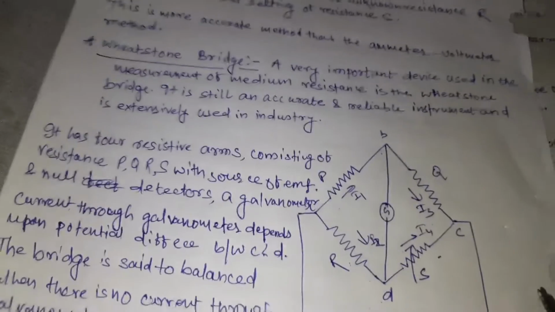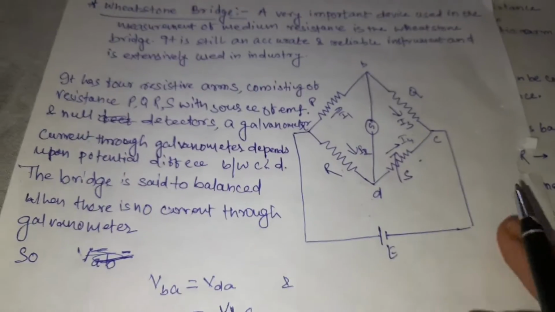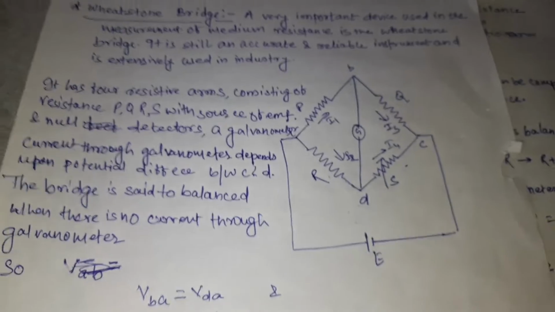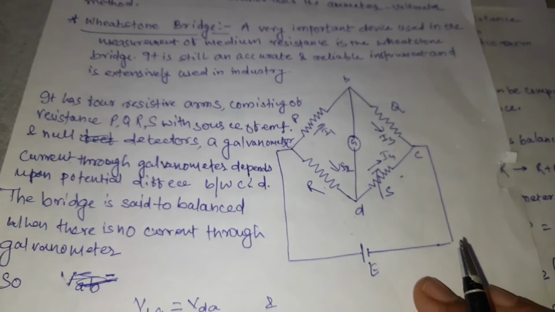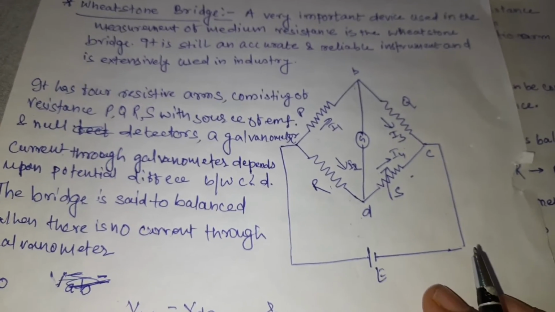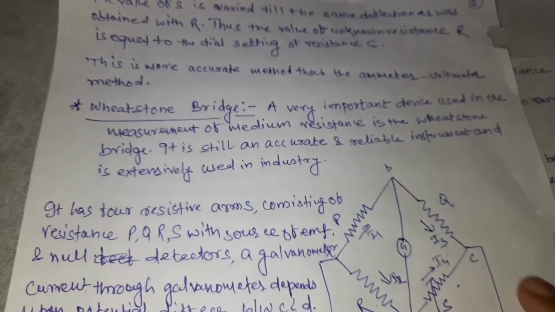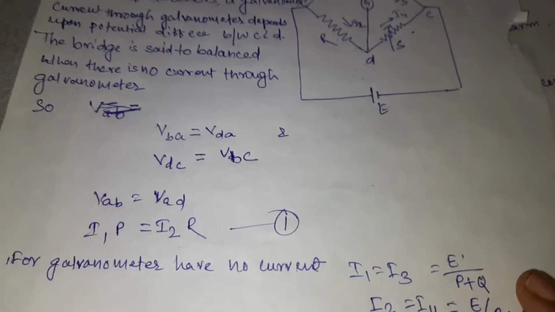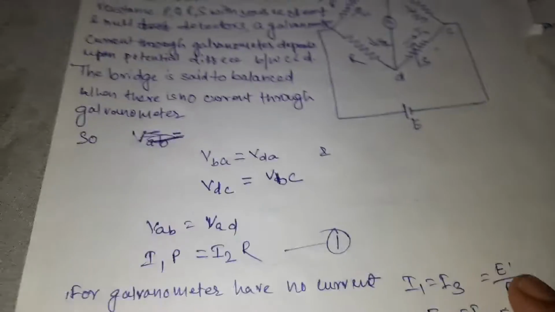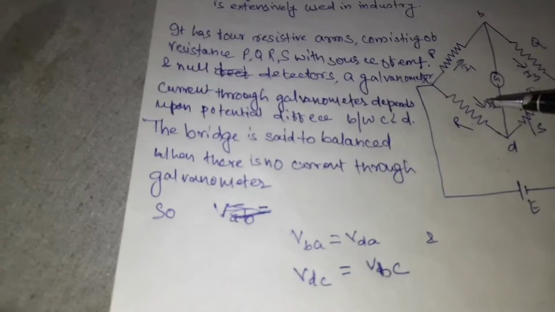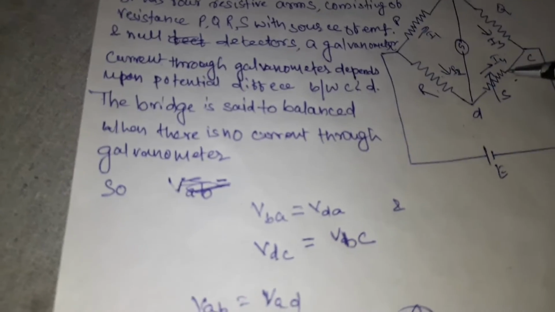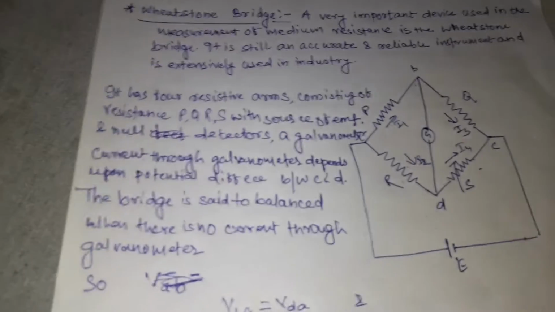So I1 is equal to I3. That means if you use the circuit, I1 and I2, there is no current through the galvanometer. That means I1 and I3 are in series, which means P and Q are in series. So the voltage drop, I is equal to E by P plus Q, the applied voltage, and I2 and I4 are the same. That means I2 is equal to I4. So this current is the same.